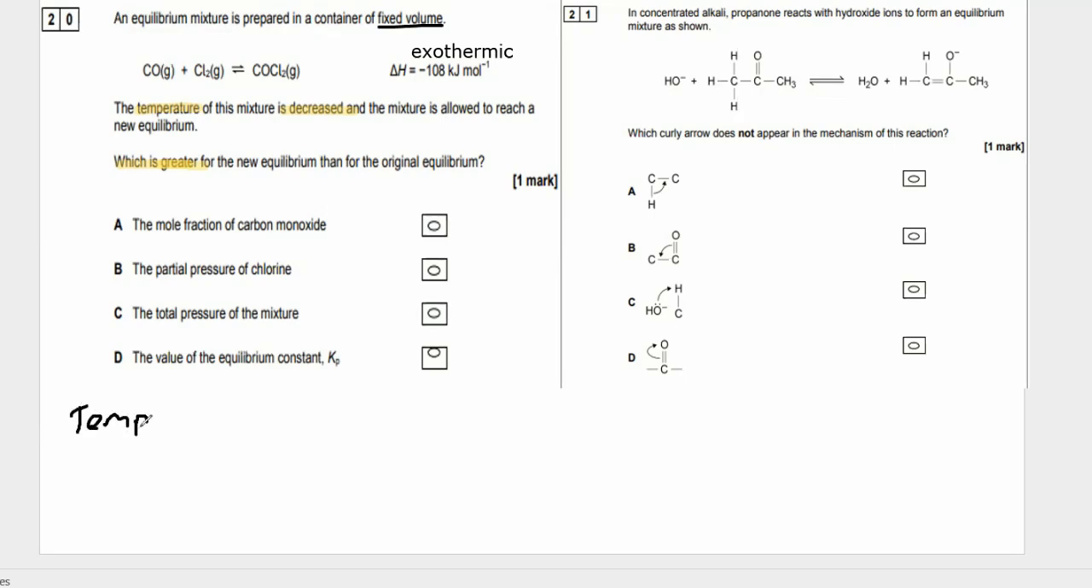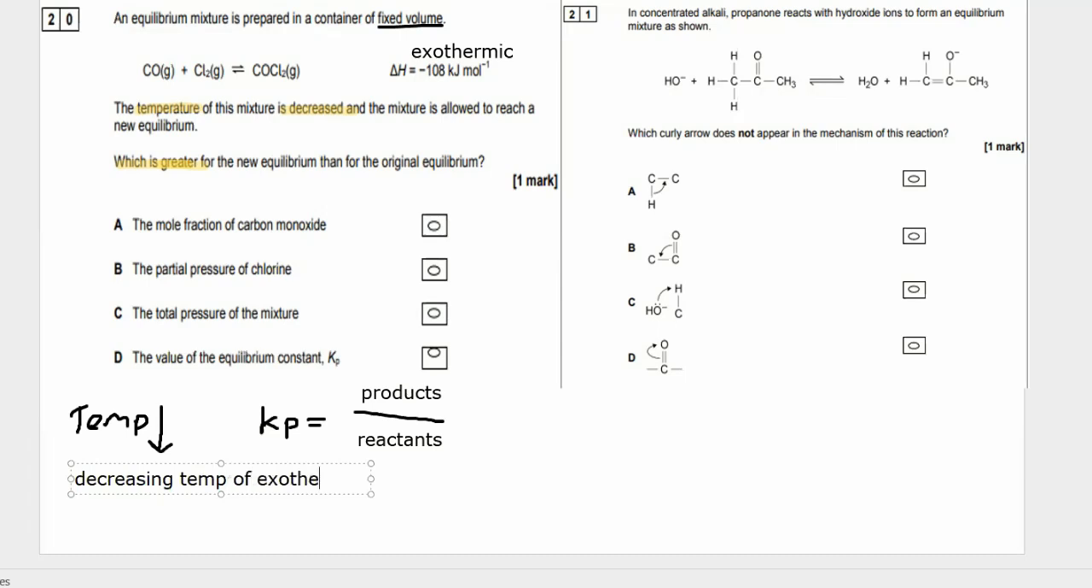Well, if we decrease the temperature, using Le Chatelier's principle, what happens in an exothermic reaction? If you decrease the temperature, the equilibrium is going to shift to the right, to the forward direction, because it's trying to counter the change. It's trying to warm it up. And we know that Kp is products over reactants, just like Kc, or Ka. So you're going to get more product, or a higher yield of product, by decreasing the temperature in an exothermic reaction because it's going to shift to the right.